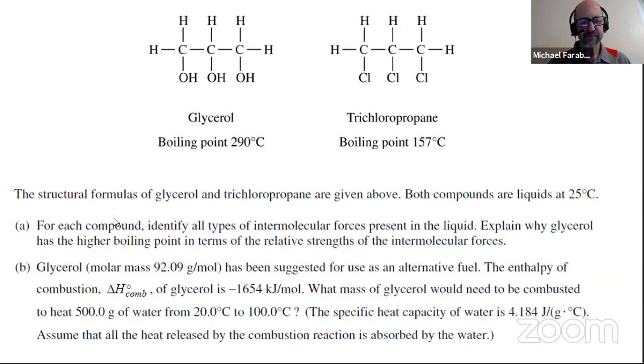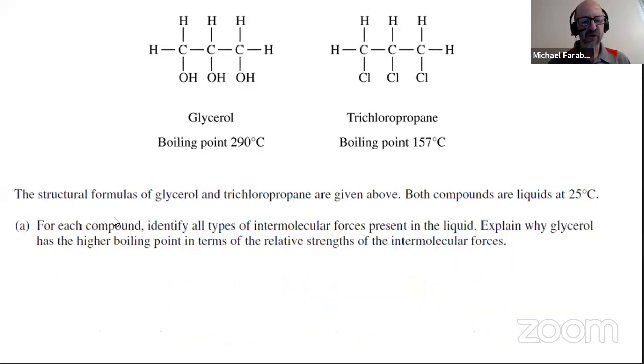so here we go. The structural formulas for glycerol and trichloropropane are given above. Both compounds are liquids at 25 degrees Celsius. For each compound, identify all types of intermolecular forces present in the liquid and explain why glycerol has the higher boiling point in terms of the relative strengths of the intermolecular forces.